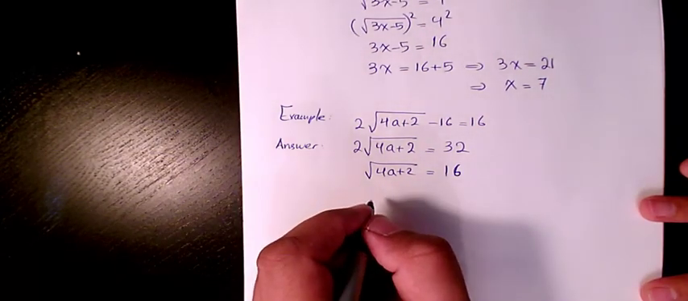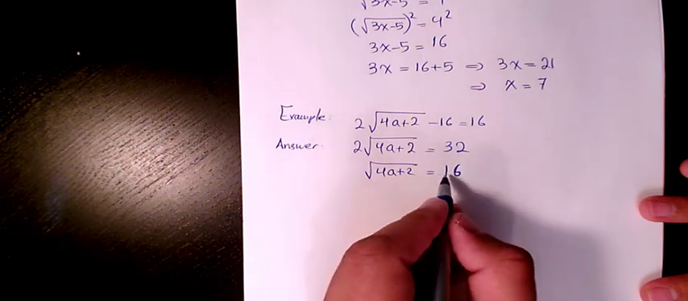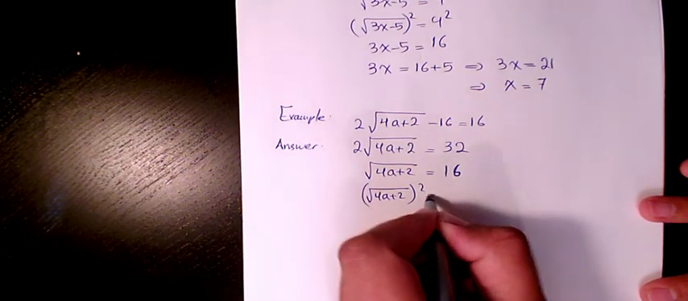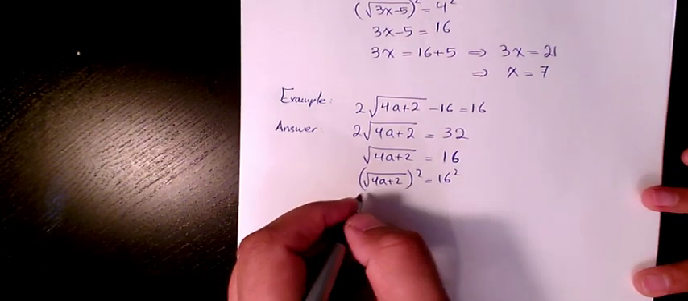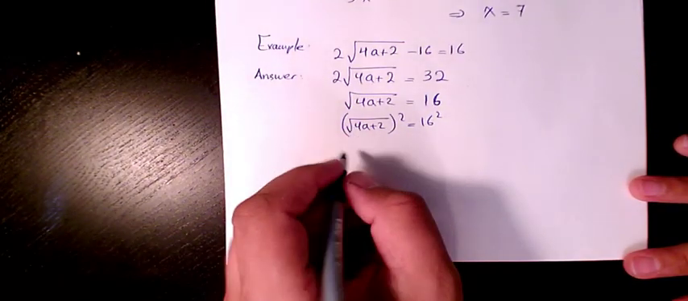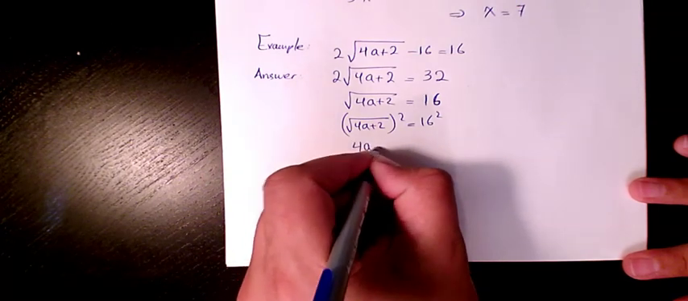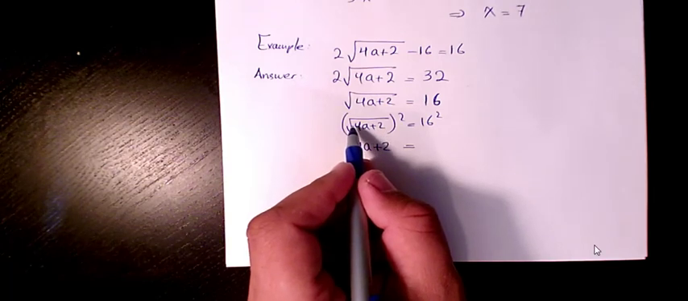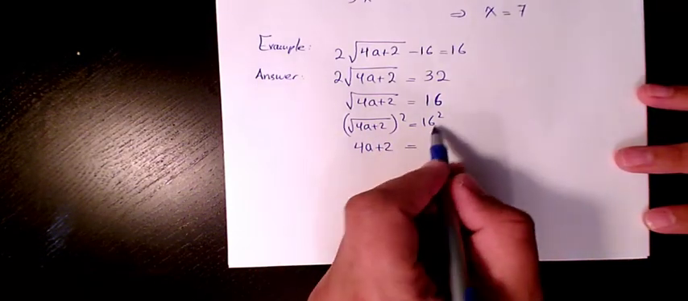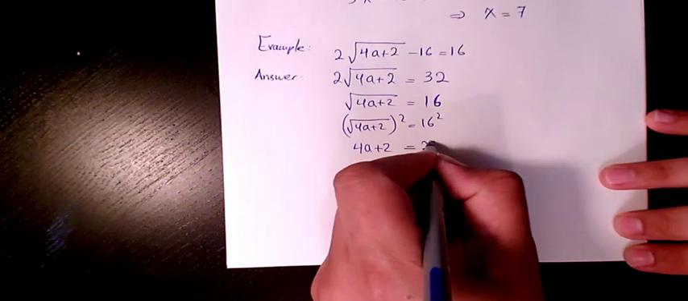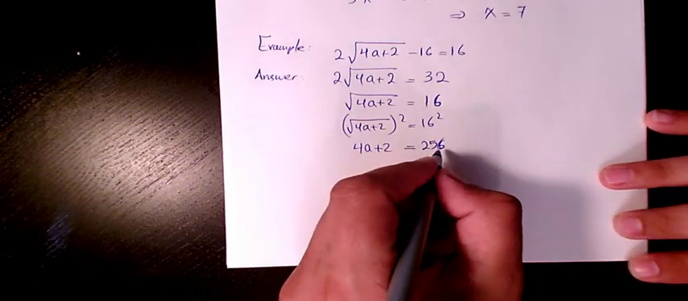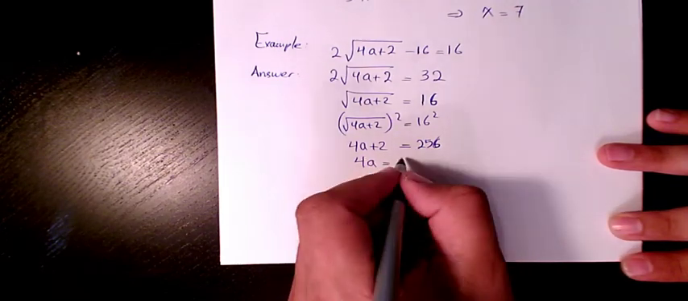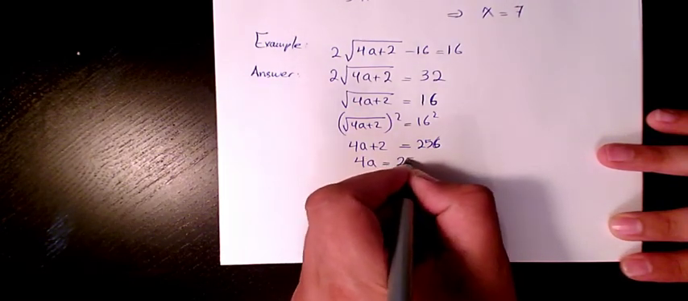Then what I can do is square both sides of this equation. The square of the root of 4a plus 2 and the square of 16. So we have 4a plus 2 equals, since the square and the square root cancel each other, 16 squared, which is going to be 256. So 4a will be 256 minus 2, which is 254.